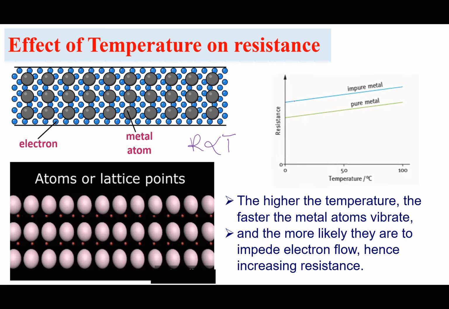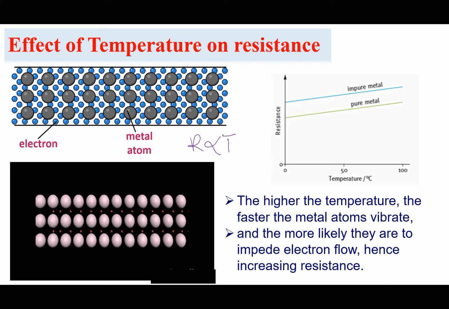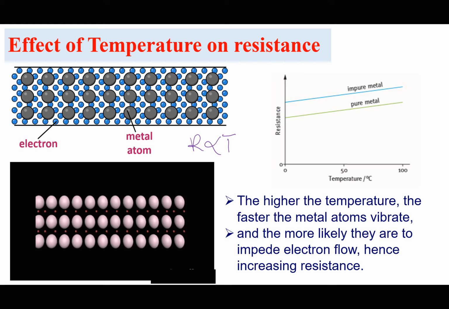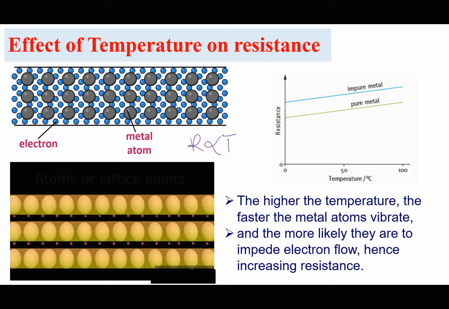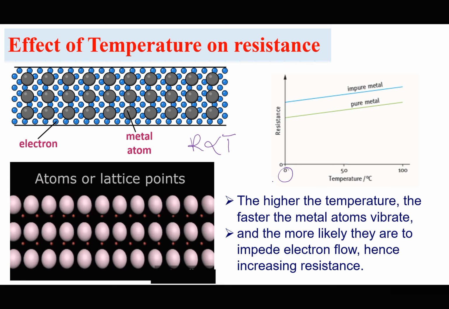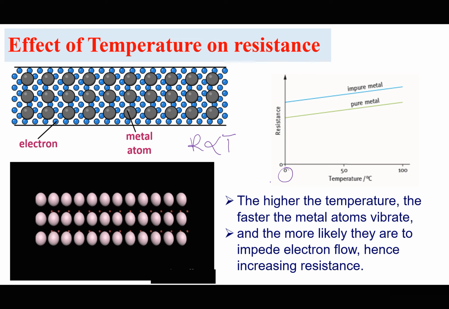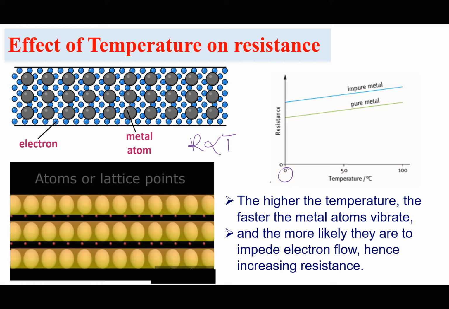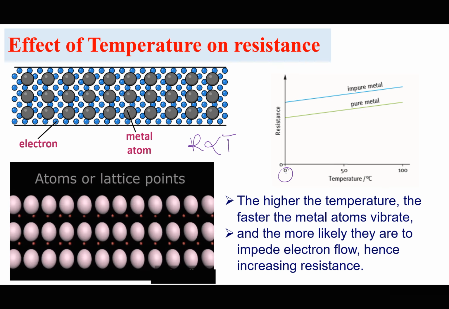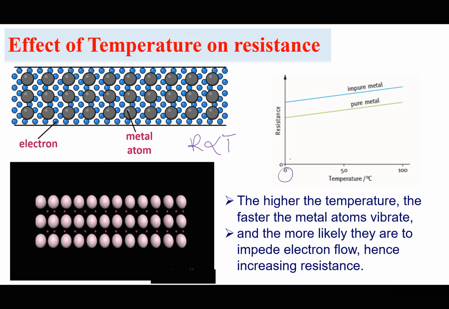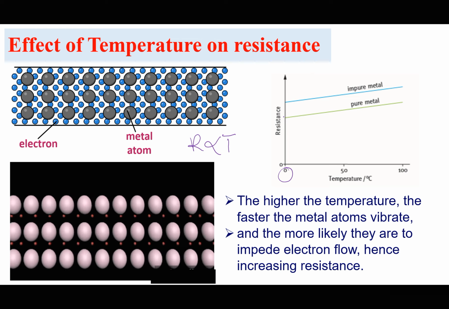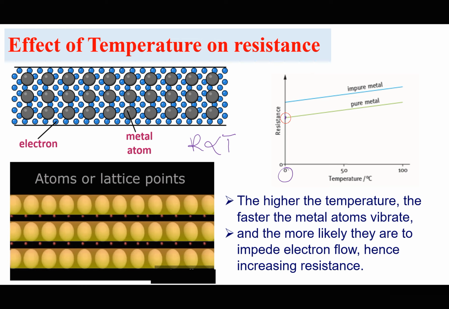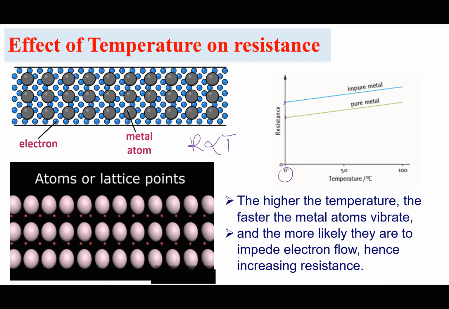So if I was to sketch a graph of resistance against temperature, it is going to be a straight line. Unfortunately, I can't draw this straight line to the origin, because even at zero temperature, any conductor has some resistance. All metals, all materials have some resistance. So the resistance is directly proportional to temperature, but the graph cannot go through the origin, because even at zero temperature, a material has some resistance. That's why the lines start from a certain point.